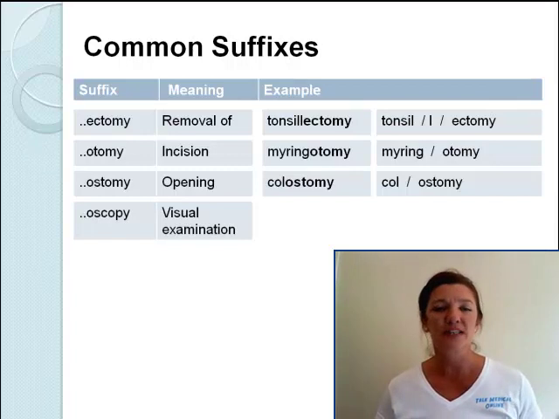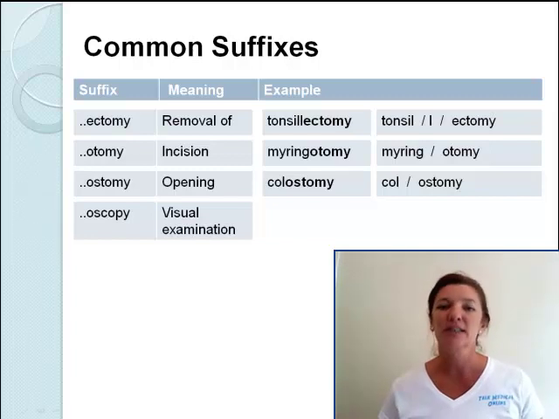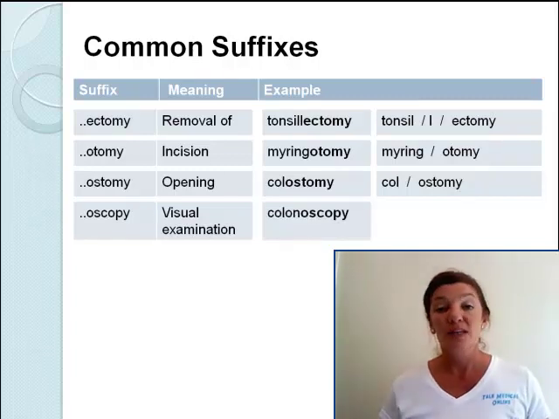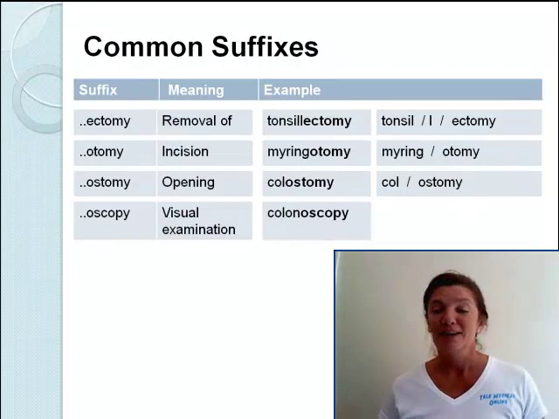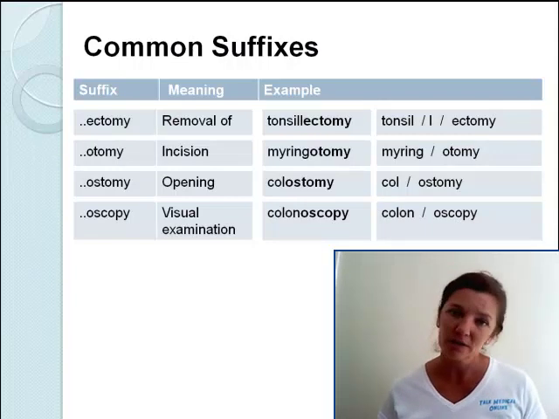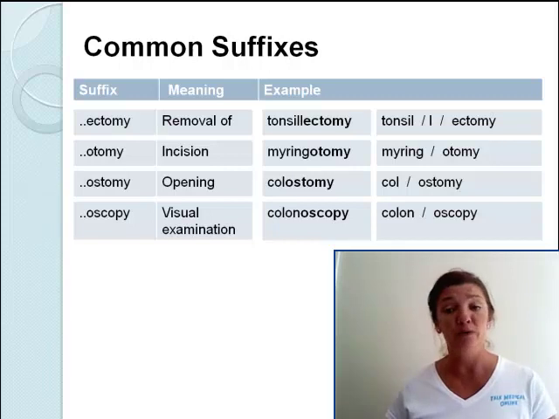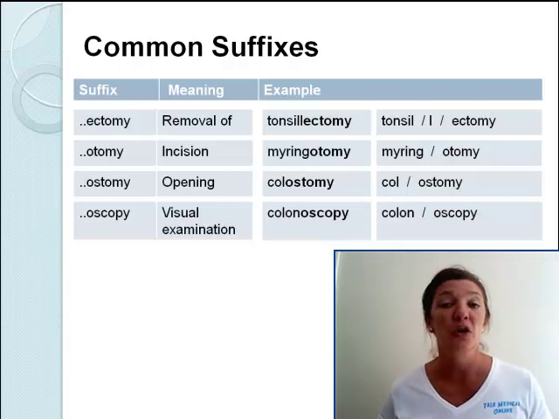Oscopy is a visual examination with a lighted instrument. So you're going inside the body and you can have a good old look around. Common example, colonoscopy. You can probably guess this one. Colon, break, oscopy. Oscopy is our visual examination with the lighted instrument. Colon is your colon, it's part of your bowel. So visual examination of the colon.